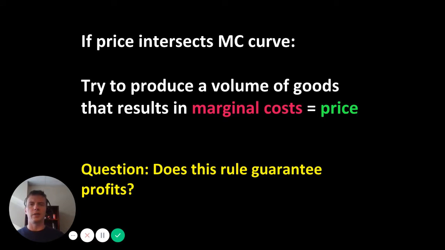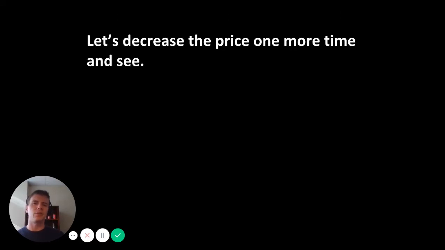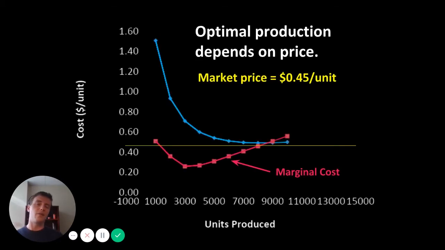However, it's a reasonable question to ask: does following this rule guarantee profits? And the answer is no. To figure that out, let's decrease the price one more time and see. Let's say at first we had the market price of 60 cents per unit, then it dropped to 50 cents per unit, and now it drops even lower. The market price is now 45 cents per unit. That yellow line has dropped twice, and now we're sitting right at 45 cents per unit.